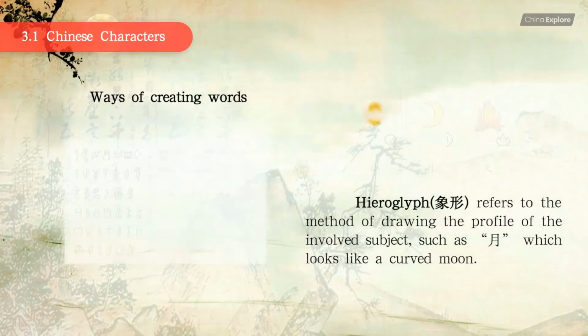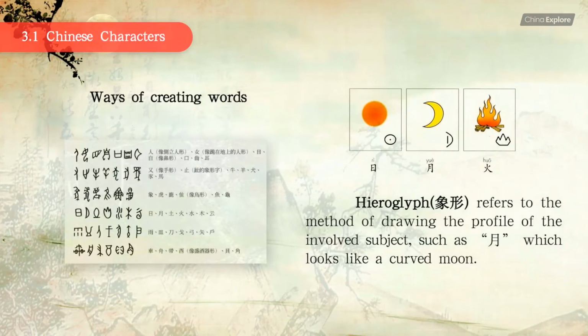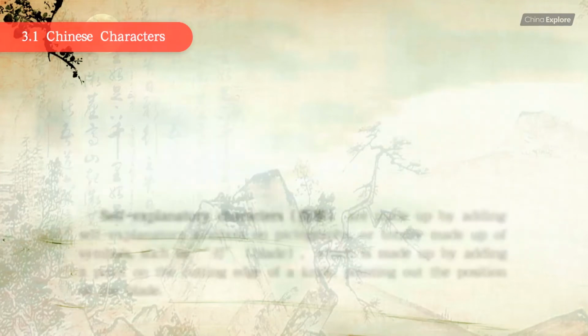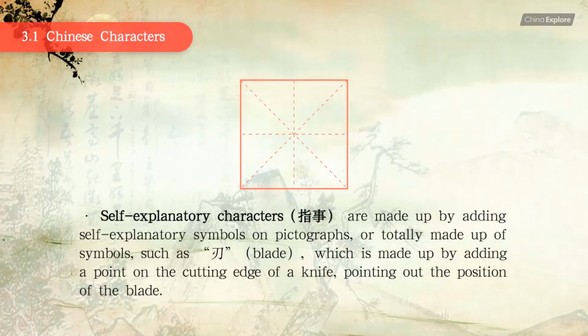The first is hieroglyph. It refers to the method of drawing the profile of the involved subjects, such as 月, which looks like a curved moon. Self-explanatory characters are made up by adding self-explanatory symbols on pictographs, or from totally made-up symbols, such as ren, which means blade, and is made by adding a point on a cutting edge of a knife, pointing out the position of the blade.